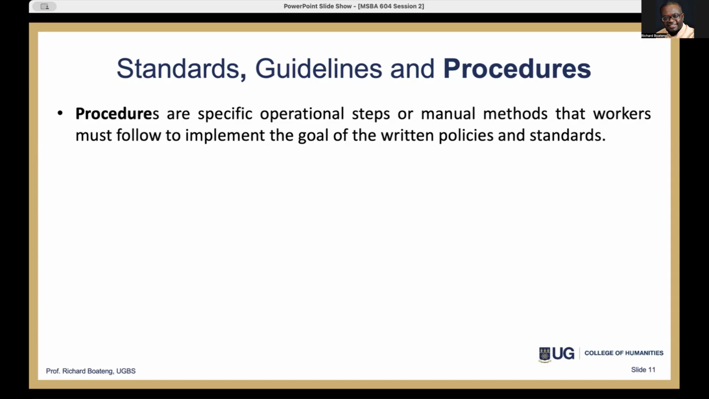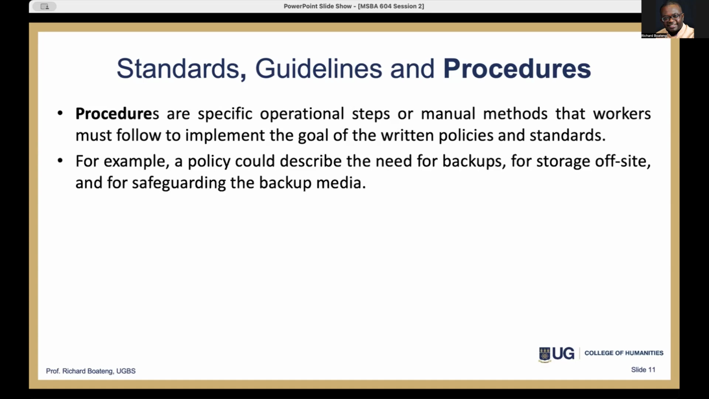So the procedures are specific operational steps or manual methods that employees must follow to implement the goal of the written policies and standards. For example, a policy could describe the need for backups, or that we should store our backups in an offsite storage platform or center, and then it may tell us the need for safeguarding the backup media. So we have to put certain types of protection on it. Good. So the policy could tell us, but it will not specify which software you should use.